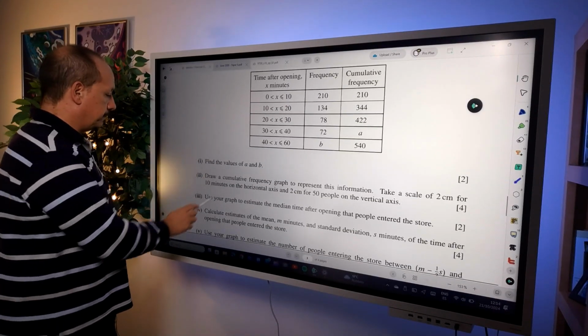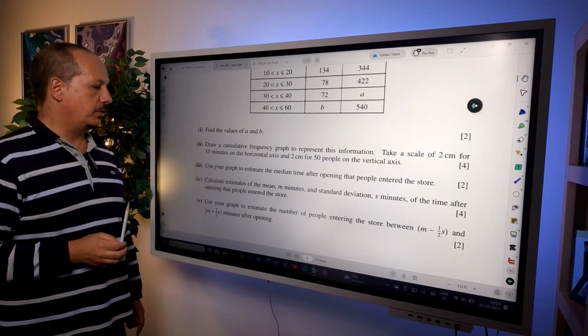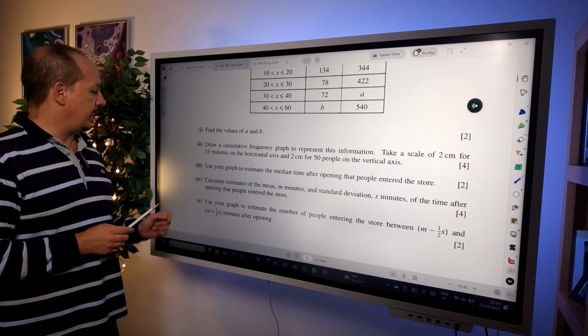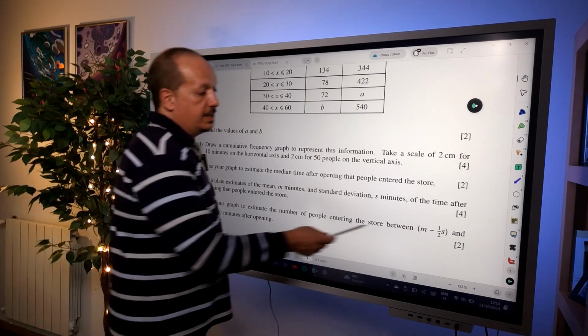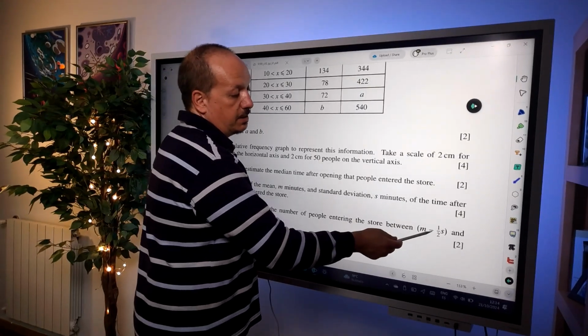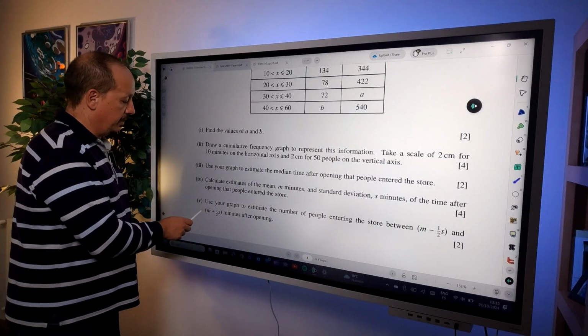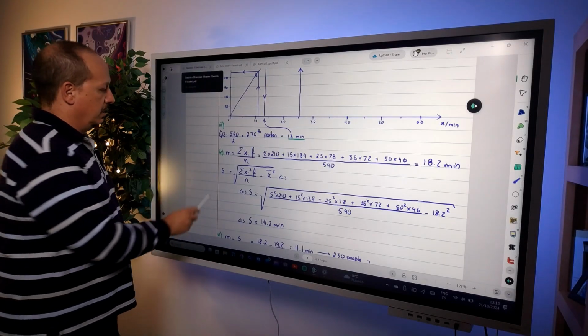Finally, use your graph to estimate the number of people entering the store between m minus 1/2 of s and m plus 1/2 of s minutes after opening. What is this? This is the mean, and this is minus half of the standard deviation, and here is the mean plus half of the standard deviation. How much is that?